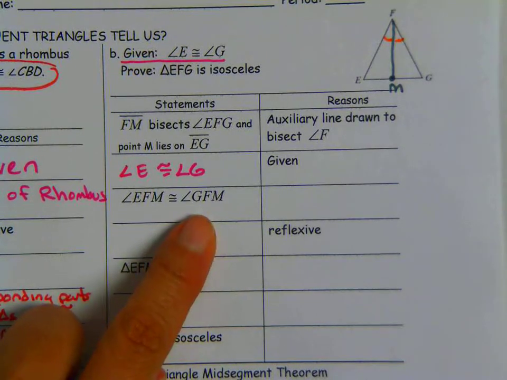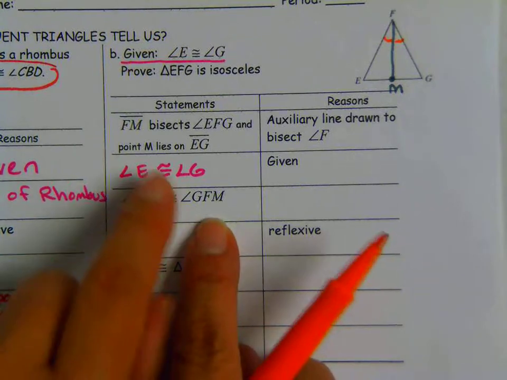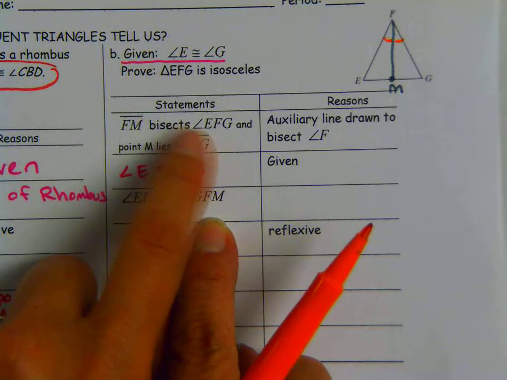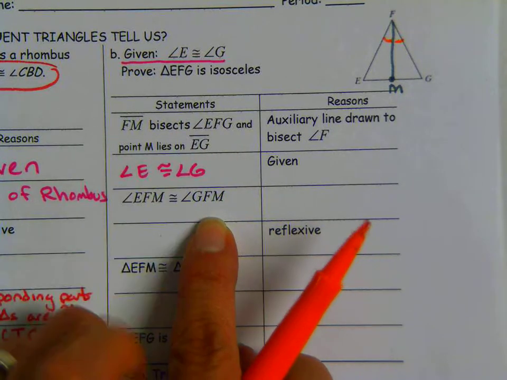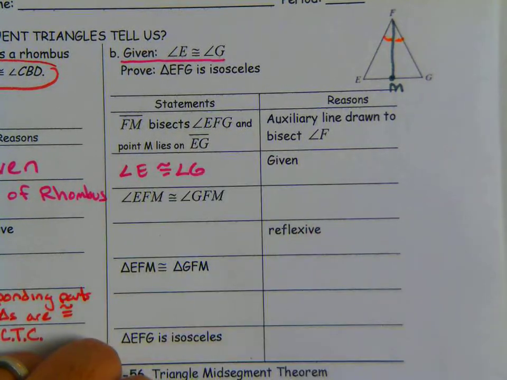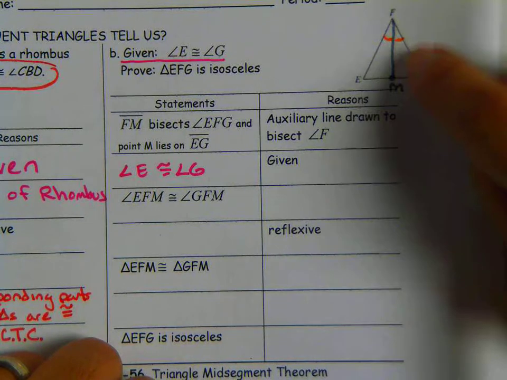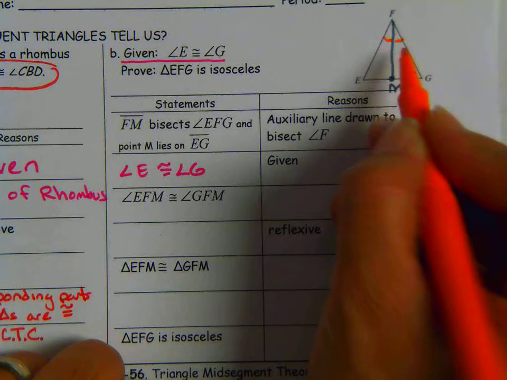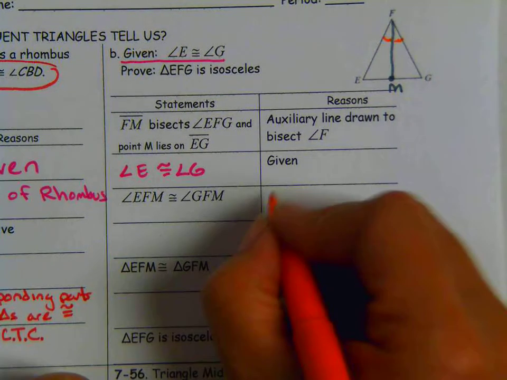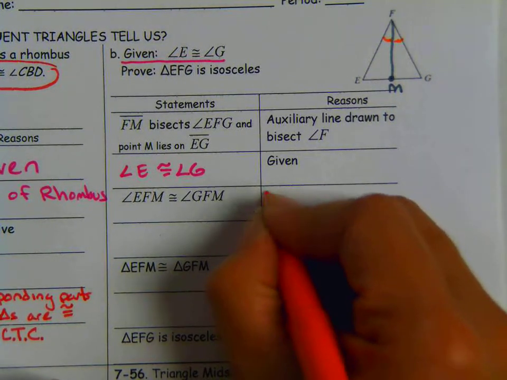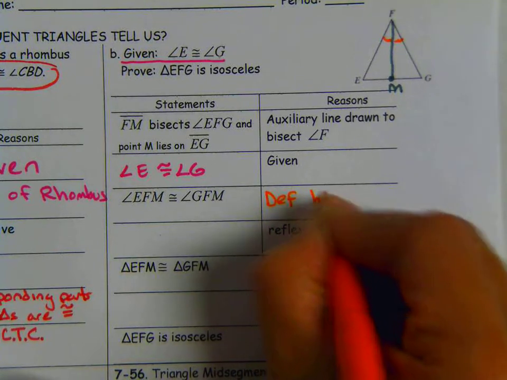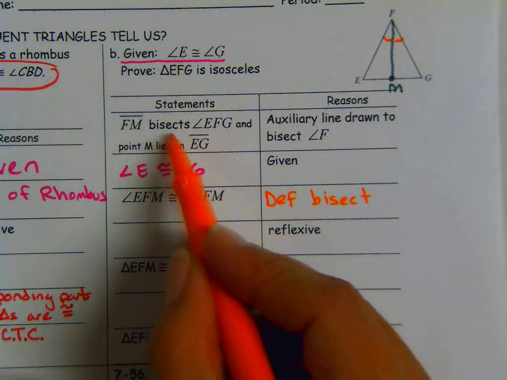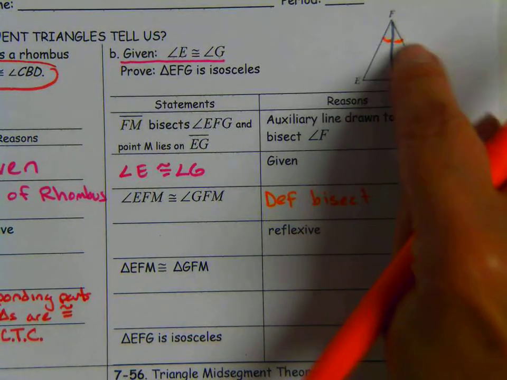How do I know that? Well, it has to be one of these reasons. So it tells me up here that FM bisected EFG. What bisect means is to cut in half. So if I were to cut this angle in half, these two angles must be the same measurement. So I know those are congruent by definition of bisect. I knew it cut it in half because that's what they said they did here. Therefore, these two angles must be the same.